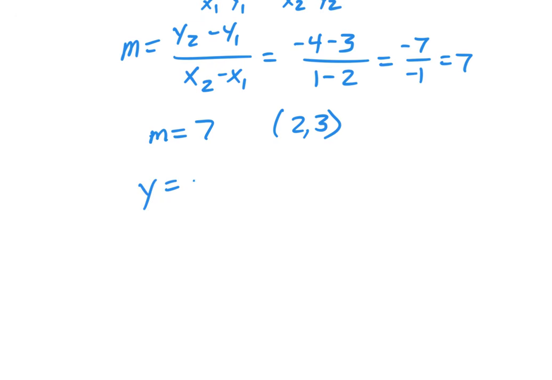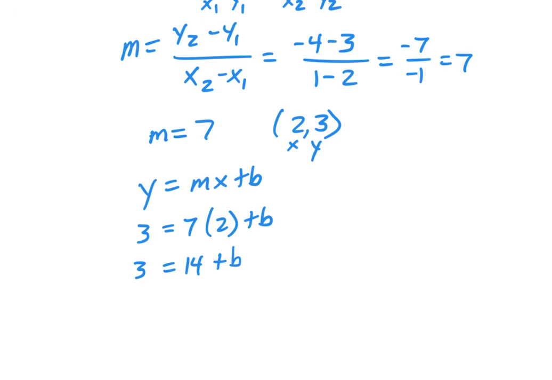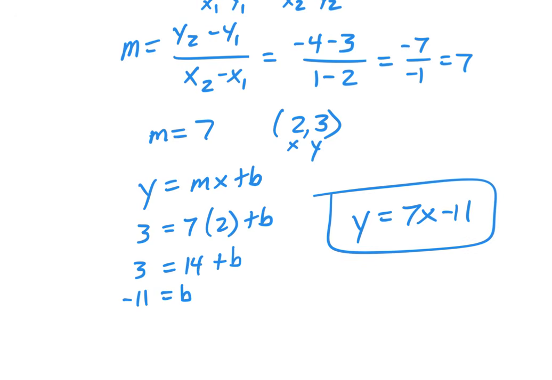Once again, we're going into y equals mx plus b. This is x, this is y, and we're going to write the equation out. 3 is y, m is 7, x is 2, plus b. And then we subtract 14 from both sides. And we get b equals -11. Okay, and the last thing we always do is finish up with our equation. 7x minus 11.